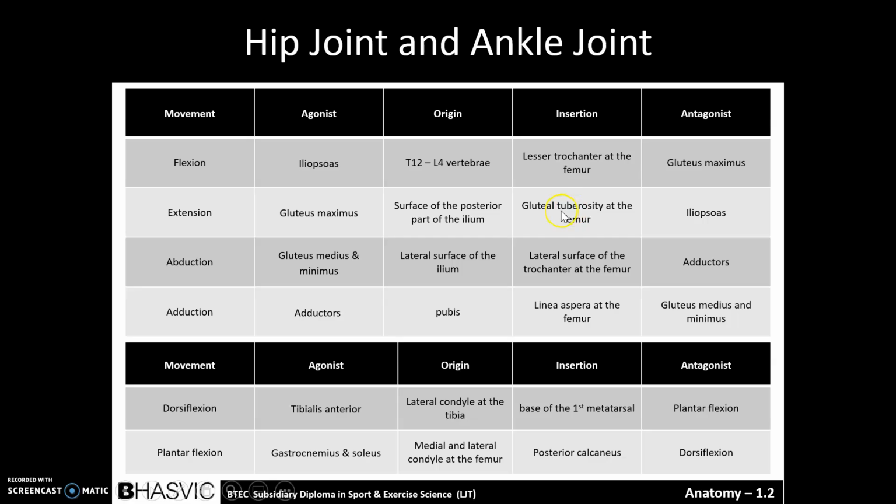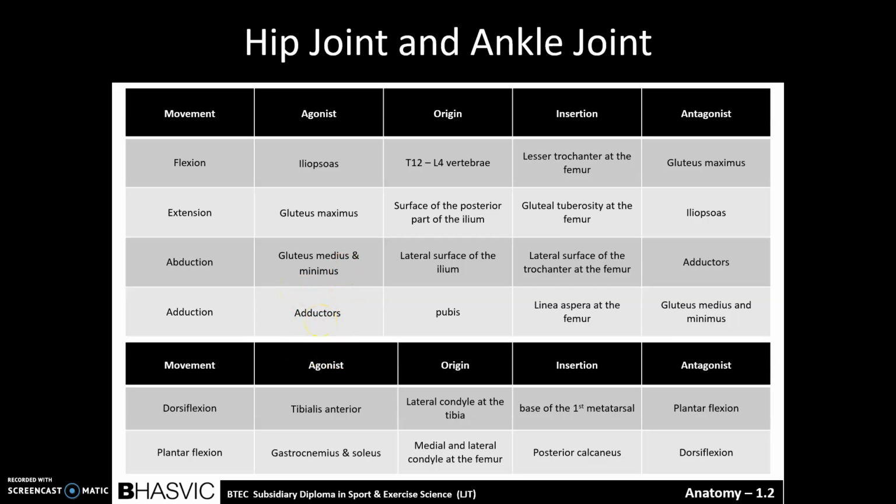The insertion of the gluteus maximus would be the gluteal tuberosity at the femur, and the antagonist of the gluteus maximus would be the iliopsoas. For abduction to take place, the gluteus medius and minimus would work together as the agonist, and the origin of these is the lateral surface of the ilium.